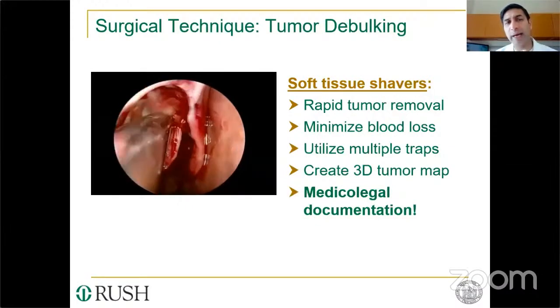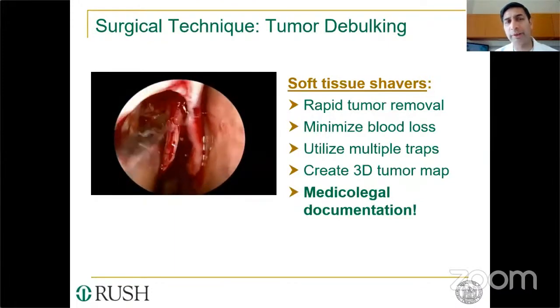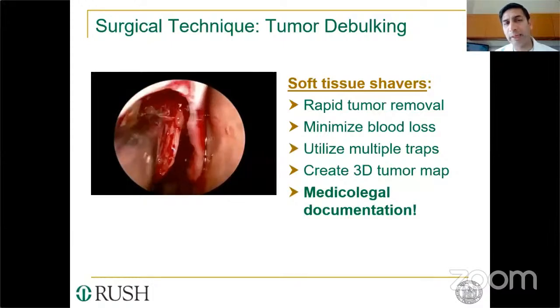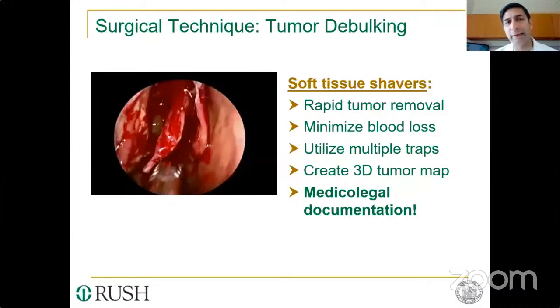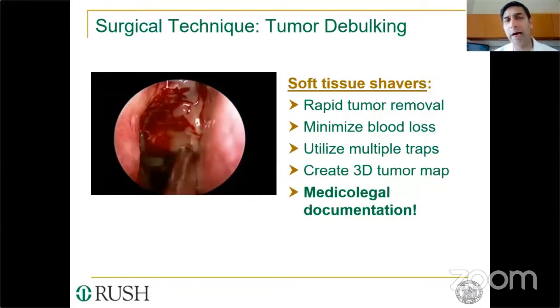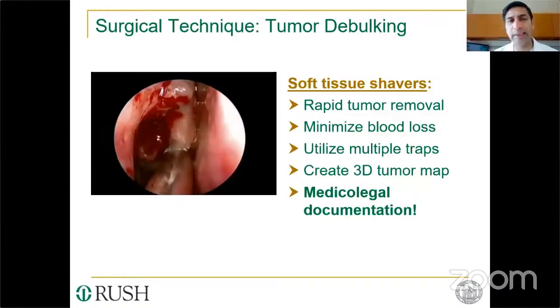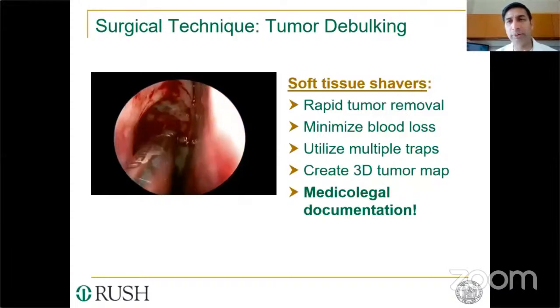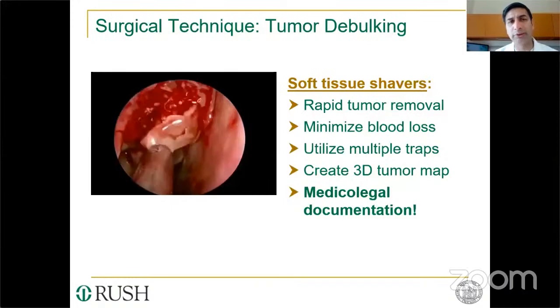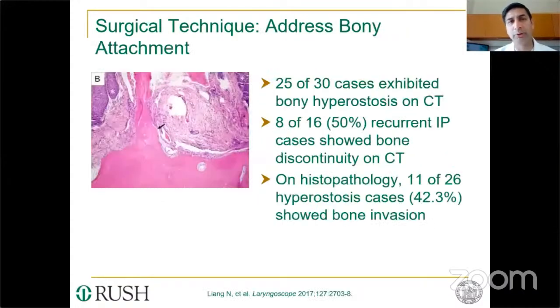The reason for that is you're essentially creating a three-dimensional tumor map. And that's critical because somewhere in there, if there is, by happenstance, a malignancy hiding in there, if you have just removed one large specimen, how will you know where that malignancy was? So I think in a rough way, it can help you create a tumor map. And so consider that especially when you're dealing with very large tumors.